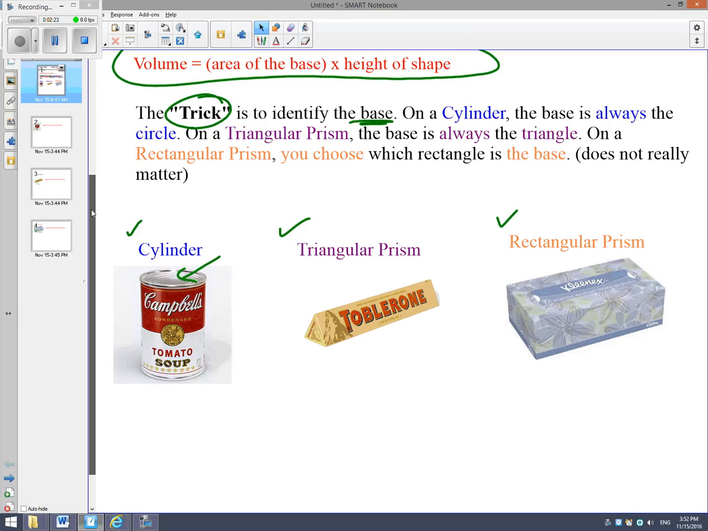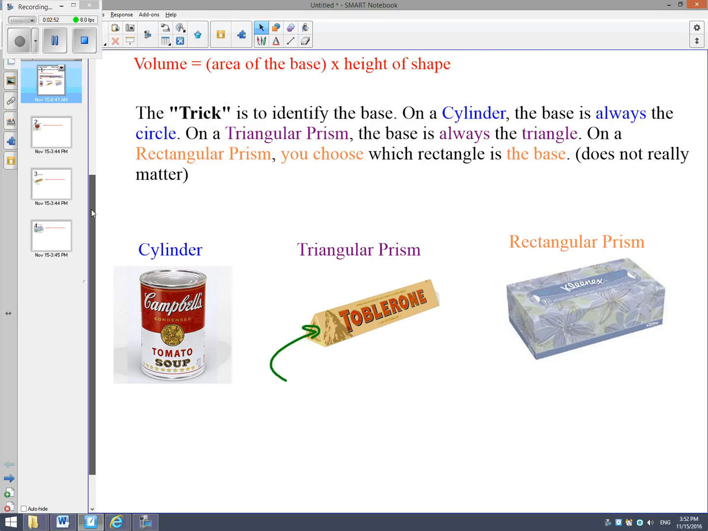On a triangular prism, you might think, well, this Toblerone bar is sitting on the long rectangle part, but your formula won't work unless you make the triangle your base. So it's really important to know that the base right here is always the triangle. And lastly, on a rectangular prism like this Kleenex box, because they're all rectangles anyways, it doesn't matter which one you use as your base. So, to review, on a cylinder, the circle is your base. On a triangular prism, the triangle is your base. And on a rectangular prism, any rectangle is your base.